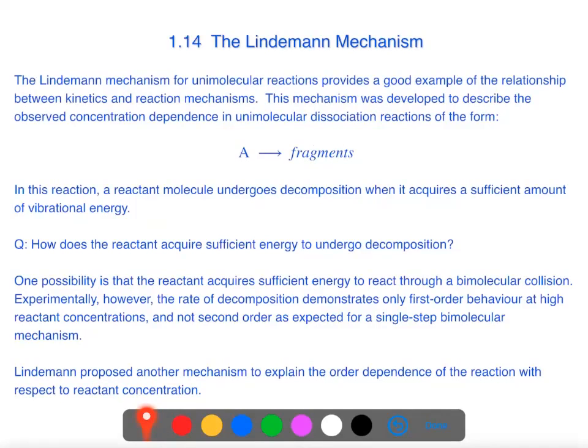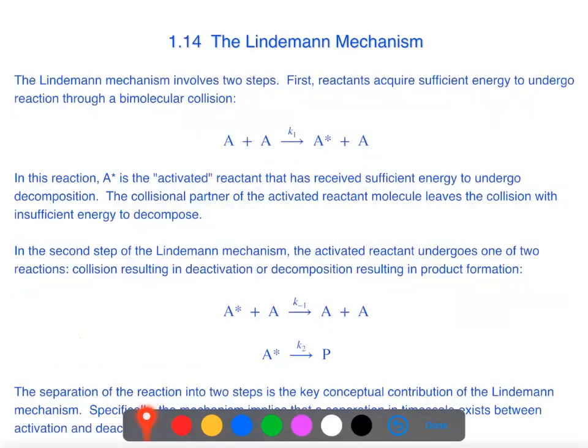Lindemann proposed another mechanism to explain the order dependence of the reaction with respect to reactant concentration. So we're going to look at that today. The Lindemann mechanism involves two steps. First, reactants acquire sufficient energy to undergo reaction through a bimolecular collision. As shown, we have two molecules of A that are going to collide to give us A star plus A.